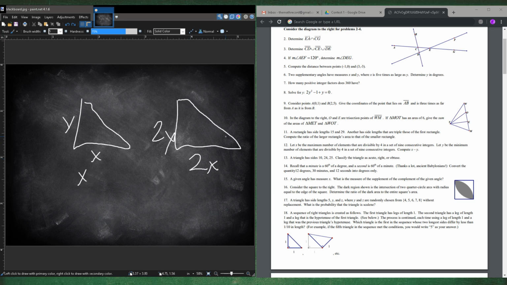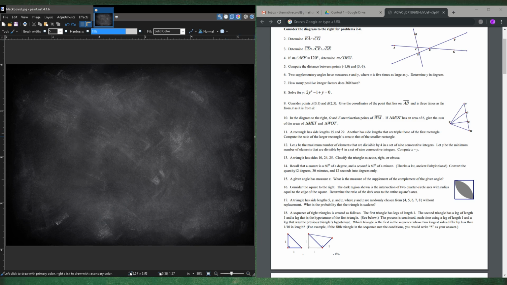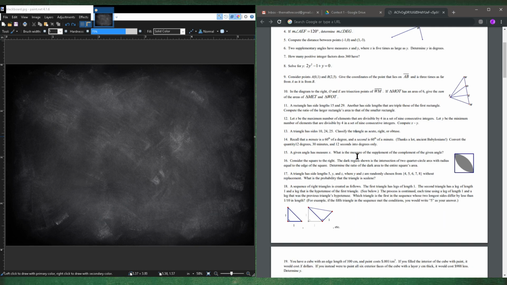So kind of tips and tricks. You really don't have to do all the calculations, like look for the hypotenuse or the area, which takes too long.